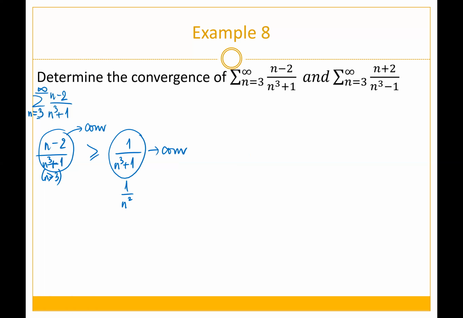But the limit comparison test will not be helpful here, because if you take the limit of this over this, you're going to have n minus 2 over 1, which is going to blow up and give us infinity. So I would say this one should not be used. But it is a good start.